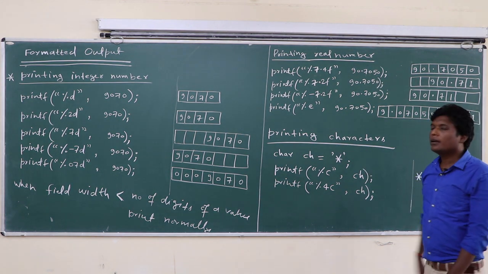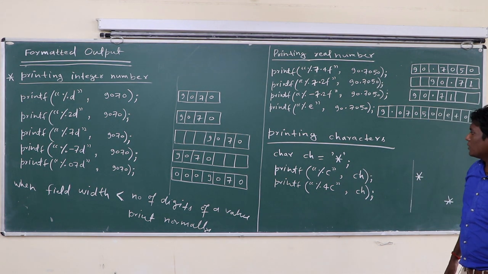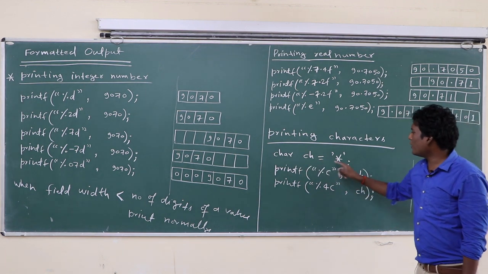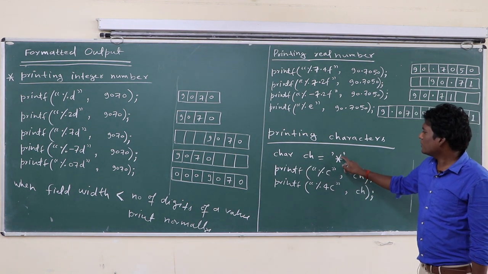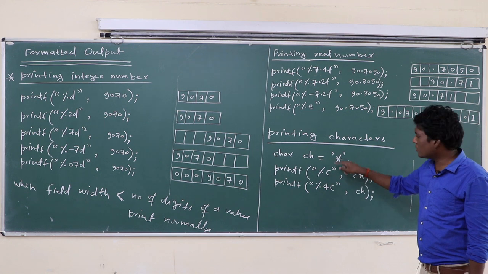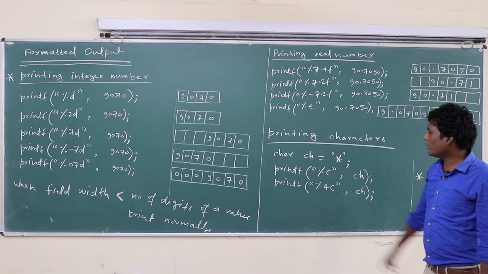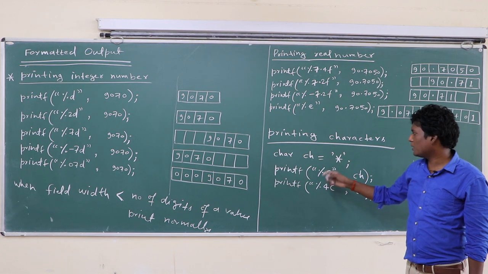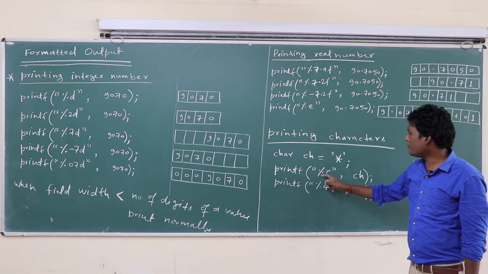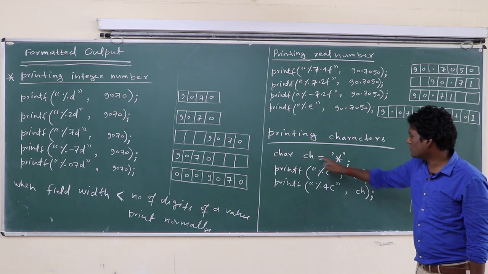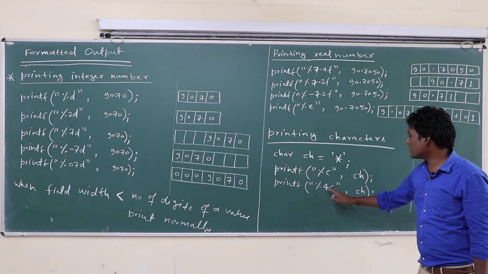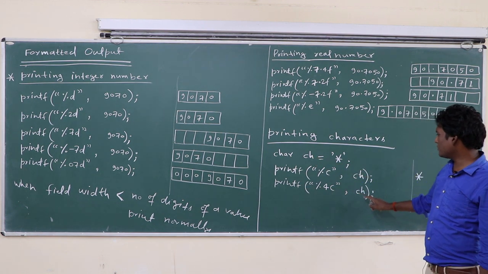Now printing characters. char ch equal to asterisk. This is the character constant, this is the character variable, and this is the character type. Okay, we are going to print this character constant. printf %c ch, and printf %4c ch.